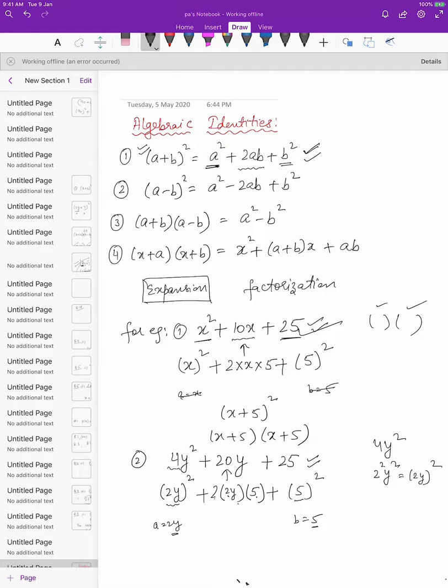So, if the expression is given in this form, we can always write it in the form of a plus b whole square. So, in this case, what is a plus b whole square? a will be 2y, b will be 5. So, 2y plus 5 whole square.